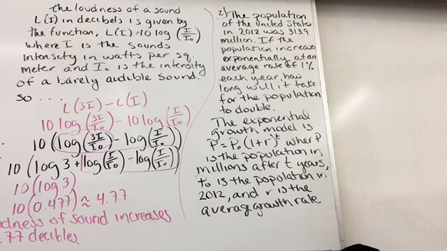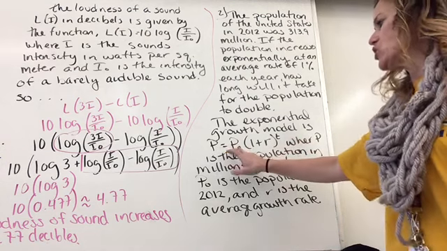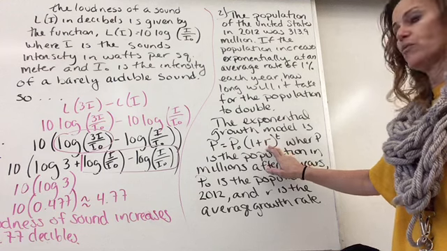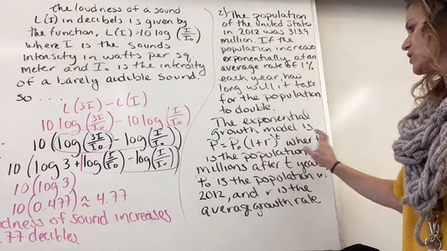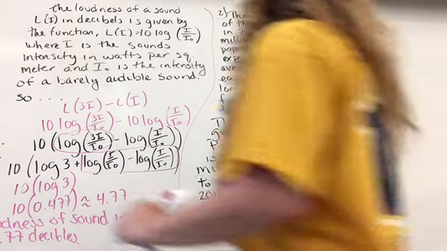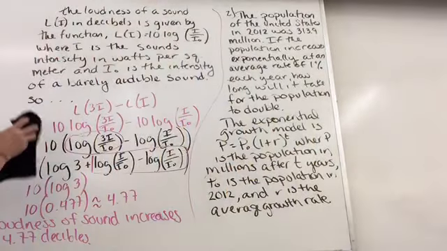The exponential growth model is population equals initial population times 1 plus the growth rate to the number of years, where P is the population in millions after T years, P sub naught is the population in 2012, and R is the average growth rate. So we're going to look at this problem, get it copied down, and we need to look at some key things that we need.